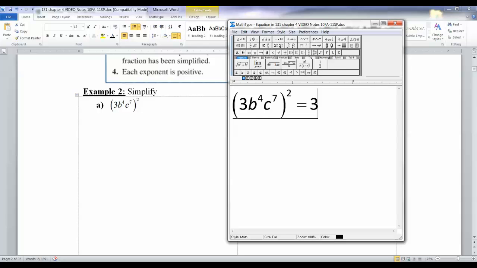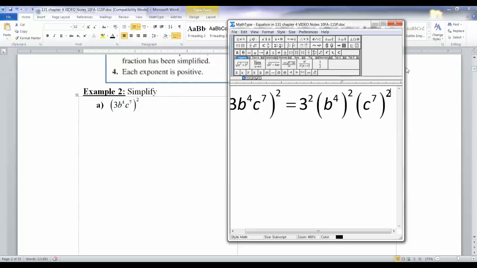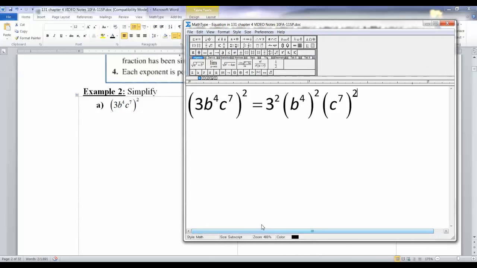Okay, so what I can do though is use property 3. I can take 3 to the second power, then I can take b to the fourth to the second power, then I can take c to the seventh to the second power. I'm distributing that second power across. Okay. So I used property number 3, distribution.